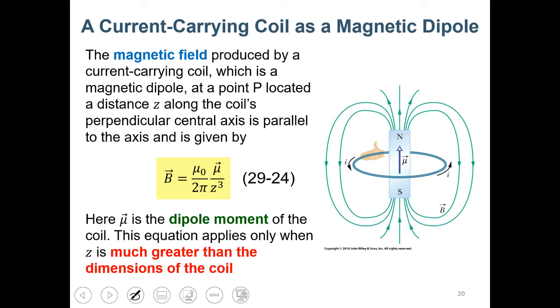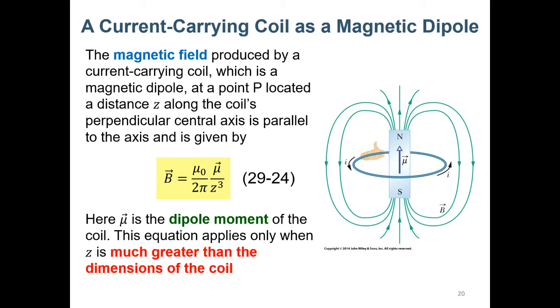So now we consider a current carrying coil as a magnetic dipole. In the previous chapter, I've already mentioned the magnetic dipole, which means as long as we have a current loop, then the magnetic dipole is the current multiplied by the cross section area of this loop. As long as this is a circle, it will be pi r squared. And if it is more than one loop, then you multiply by the number of loops, so that the magnetic dipole is nothing but NIA.